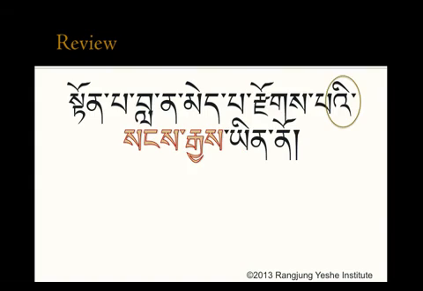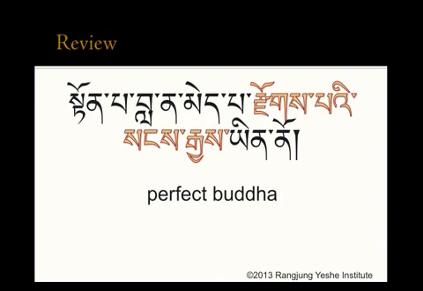So first we have sange, connected to something with a connective particle. So we know that whatever comes before sange must go together with it. What do we find? Dzogpa, complete or perfect. So Dzogpe Sangye is perfect Buddha.